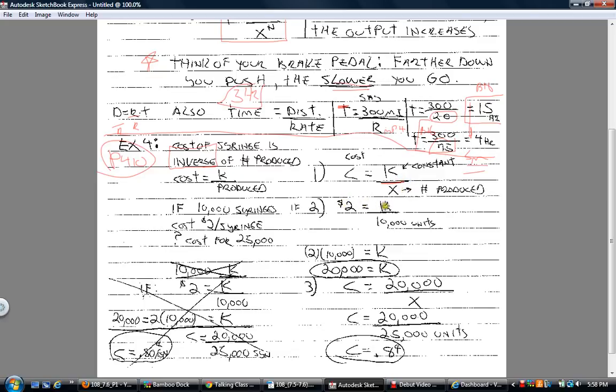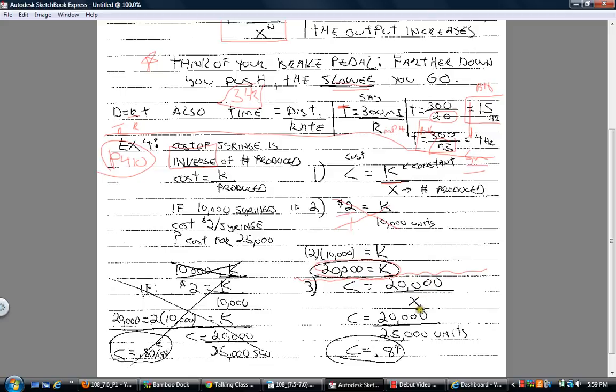Here you go. $2 cost, constant, we don't know it. How many units? 10,000. Now, how do we figure out the K? Cross multiply. So you get K equals 2 times 10,000, and your constant is 20,000. Now you have that, you're ready to tackle the problem. Think of your second cycle starting here. You're not going to make 10,000, you're going to double production to 20,000.